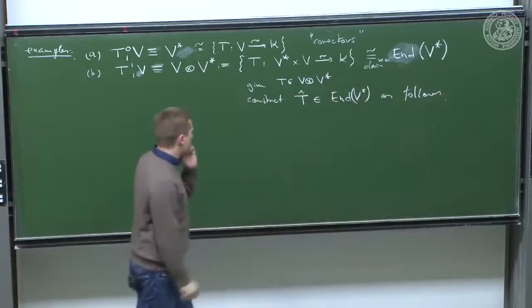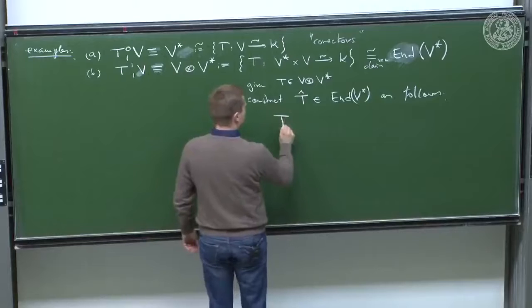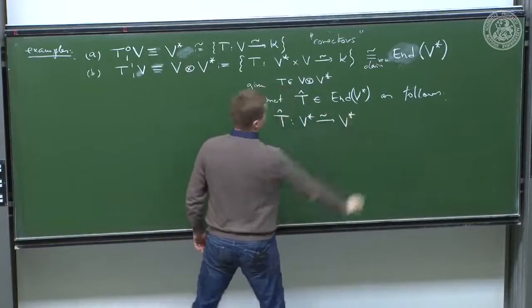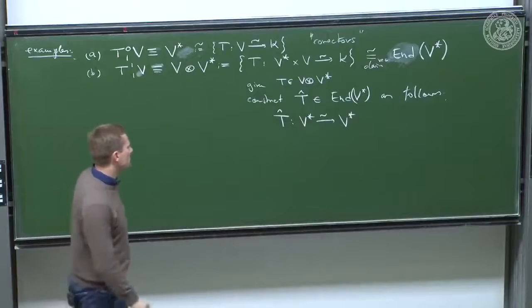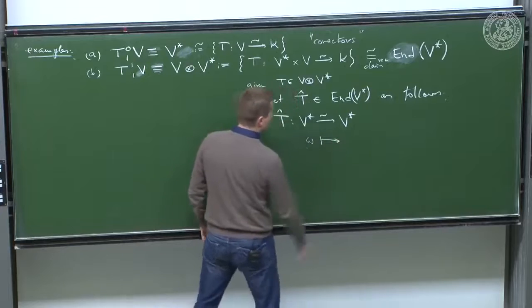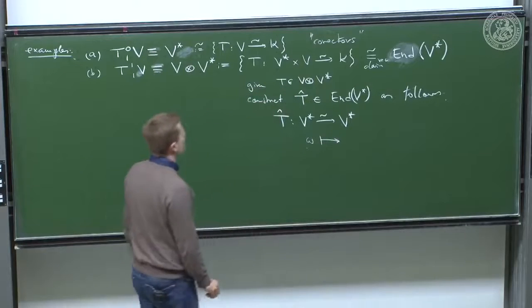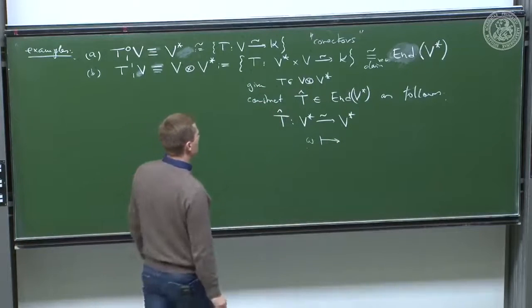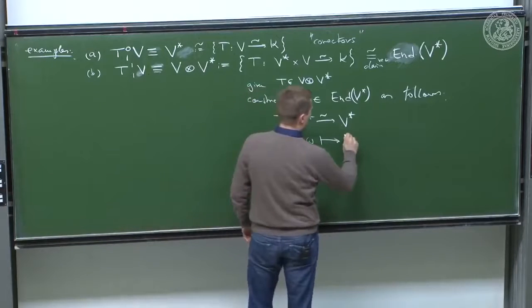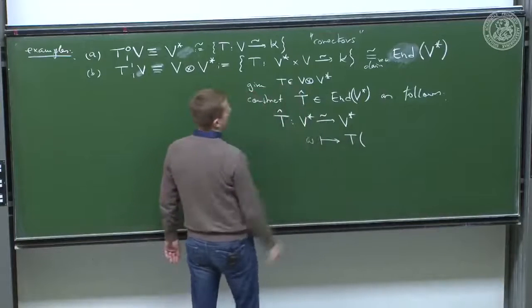What do we got to do? Well, an endomorphism means that T hat is a linear map from V star to V star. That's an endomorphism. So to every omega, an element of V star, we must assign another element in V star, and I would like to induce this map from a given T. And I do this by employing the T up here.